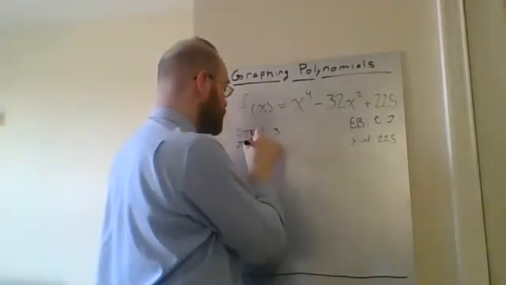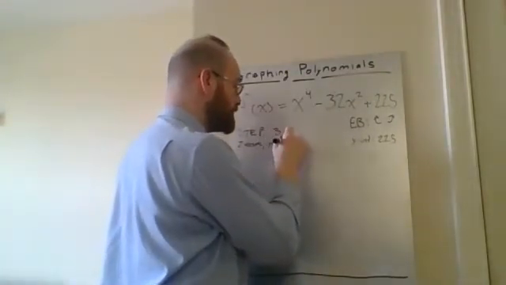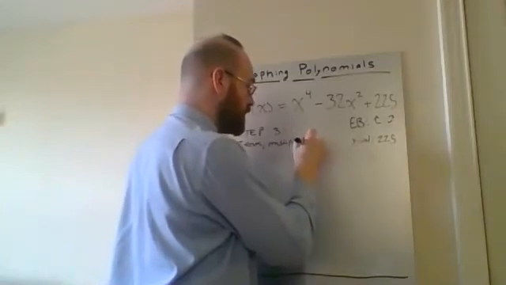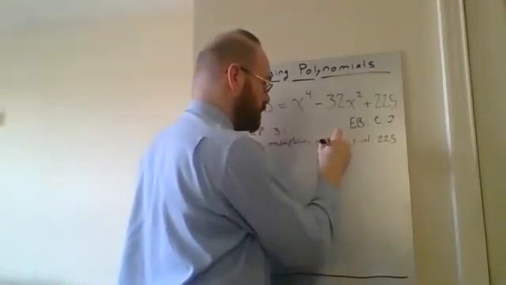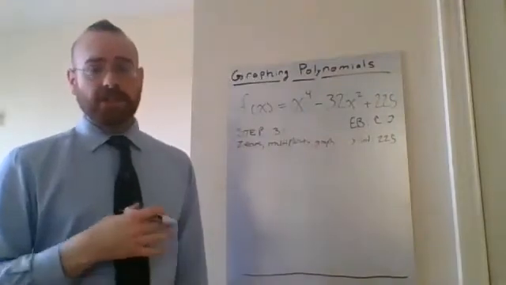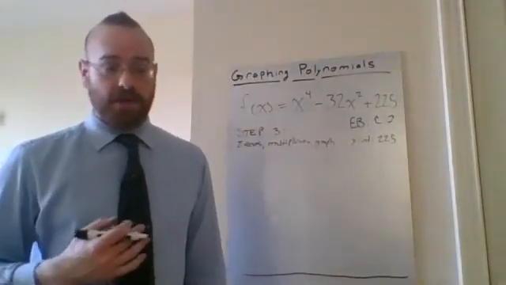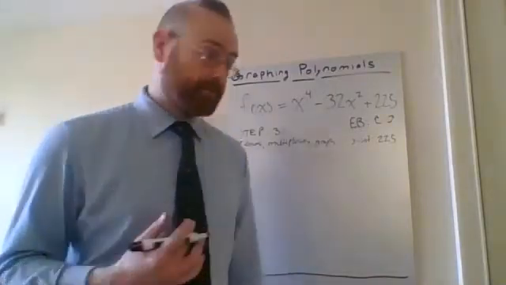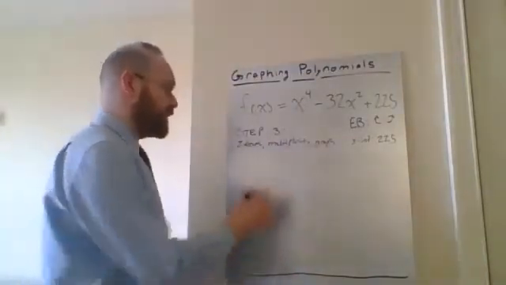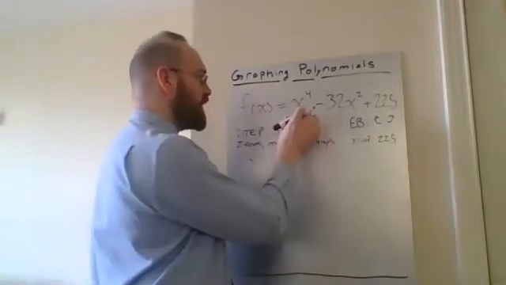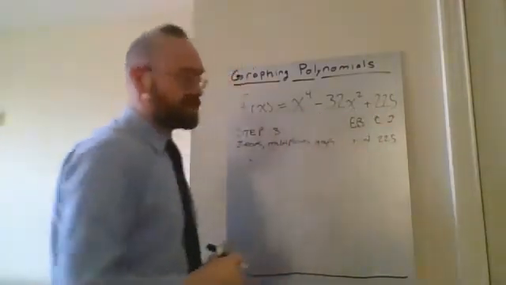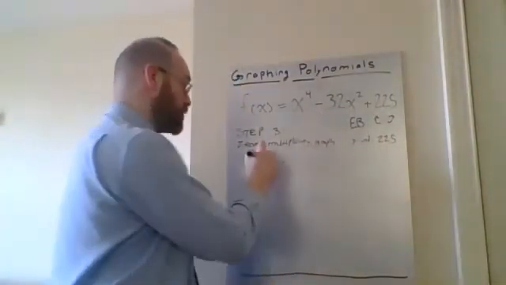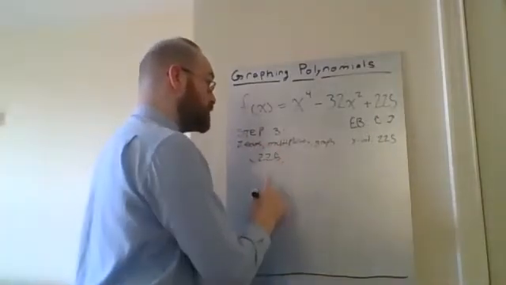Step three is zeros, multiplicity, and graph behavior. This is usually the longest of all the steps, just because it often involves the most amount of work. But this is all work we've done before. We have probably already determined that this is in quadratic form. So we can use our Xbox method to factor it.